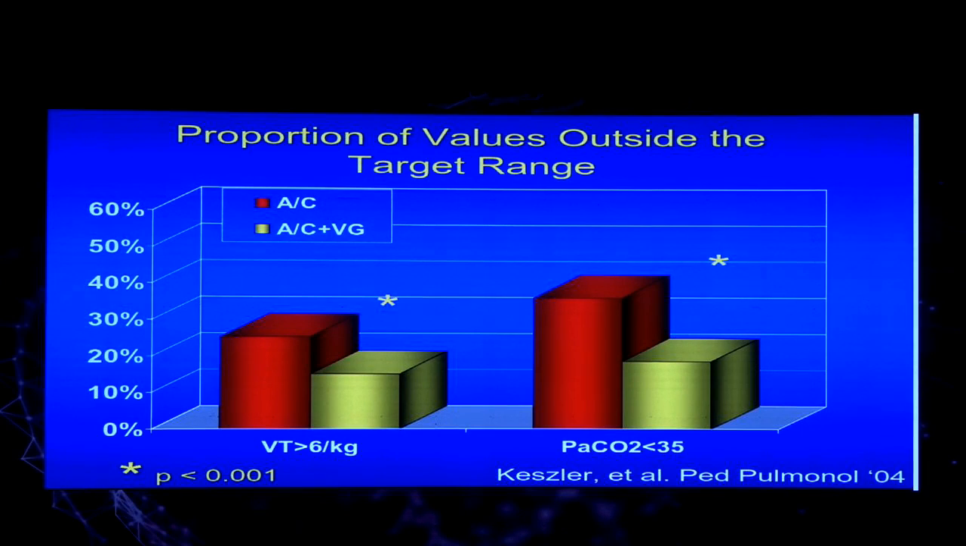It's been demonstrated that with using volume guarantee with assist control, compared to assist control alone, you have fewer values outside the range. And PCO2 less than 35 was also less frequent when you use volume guarantee than assist control alone.